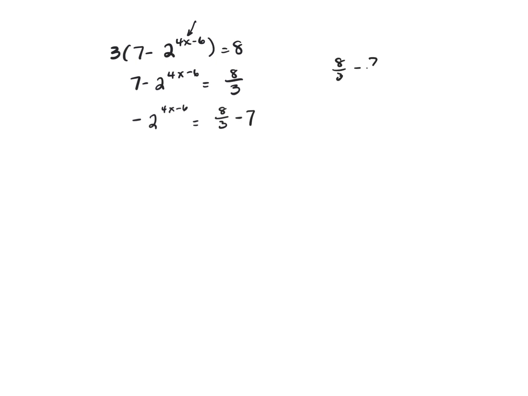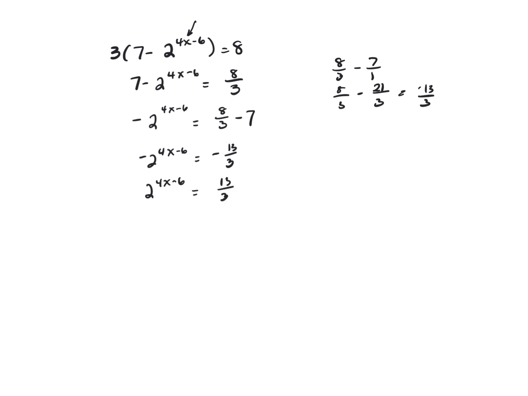8/3 minus 7 over 1. 8/3 minus, it's going to be 21. So 8 minus 21 is negative 13/3. All right, so I've got negative 2 to the 4x minus 6 equal negative 13/3. And let's divide both sides, or multiply both sides, by negative 1 to get rid of that negative.